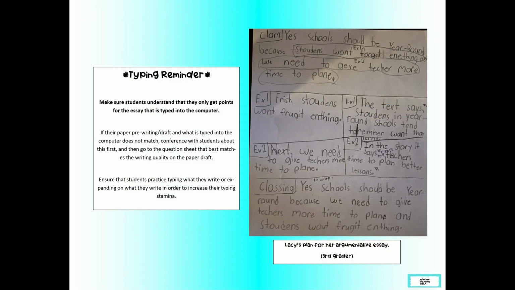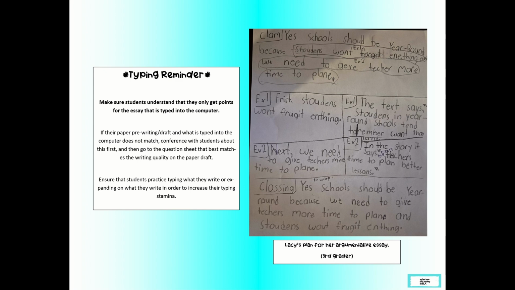And just a quick note about typing and scratch paper. It's great when kids want to use scratch paper to do a graphic organizer or an outline, or some kids like Lacey even like to write out their essay before typing it. But what kids need to know is that they only get points for what's in the computer.